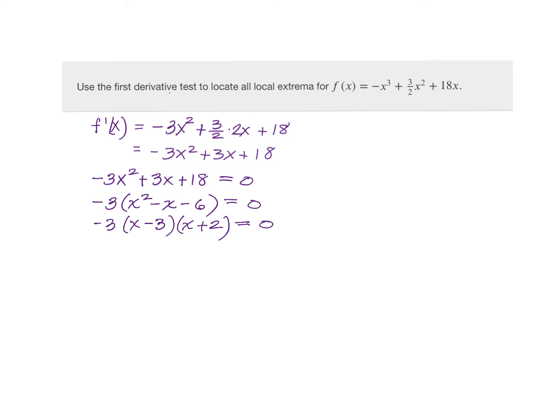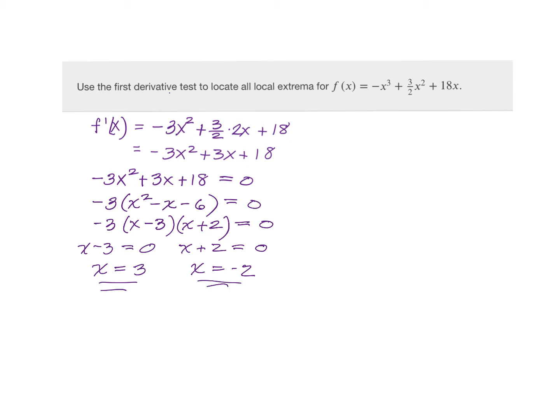So now we know if we have a product of things that equals 0, that means one or more of them have to equal 0. So that means x minus 3 has to equal 0, or x plus 2 has to equal 0. So that means x equals 3, or x equals negative 2. And remember what those are. Those are our critical points, all right?